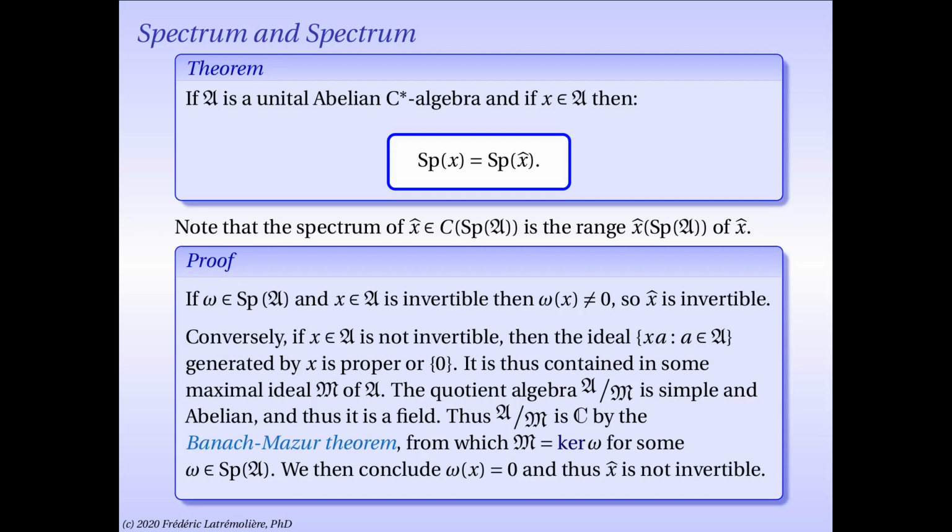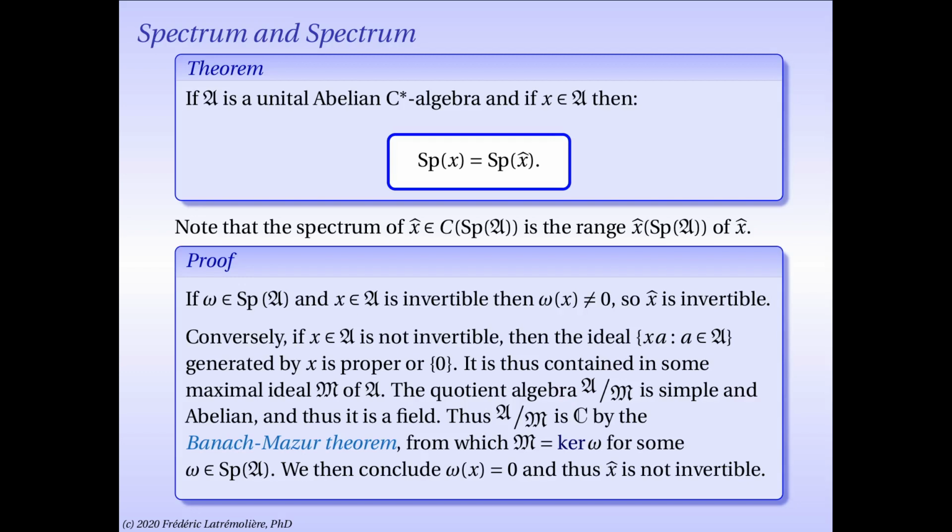Interestingly, at this point in the proof, we have shown in particular that in general, Abelian C-star algebras with a unit have a lot of characters. So this is where the Abelian property is used, since we know that there are non-Abelian C-star algebras with no character, and it's used many times. It's used in the description of the ideal for x. It's also used in the application of the Banach-Mazur theorem.